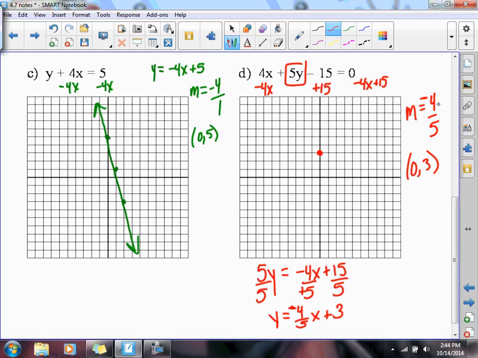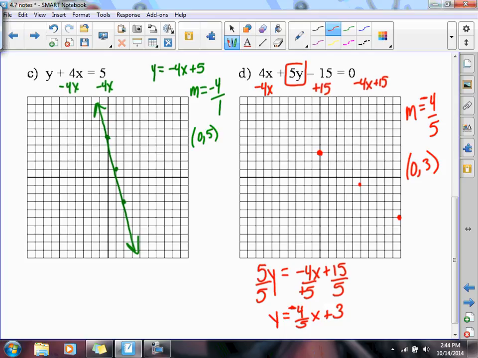And then from there, I'm going to go down 4 and to the right 5. We always go to the right. So down 4 and over 5. 1, 2, 3, 4, over 5. There we go.